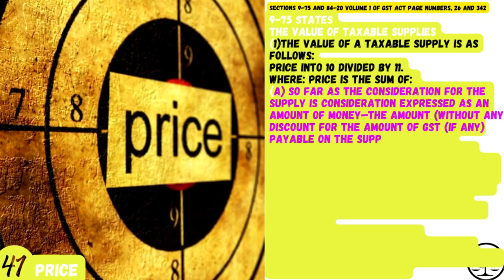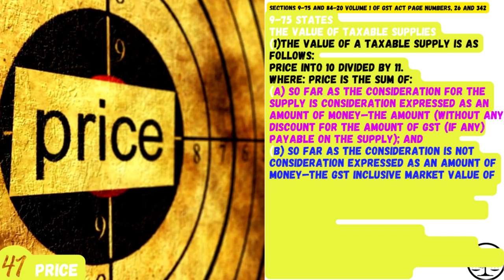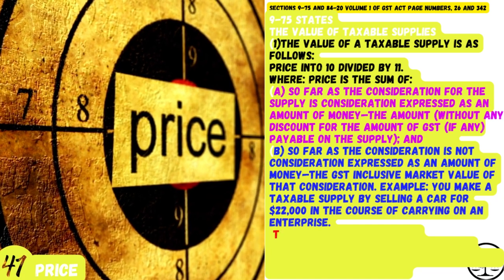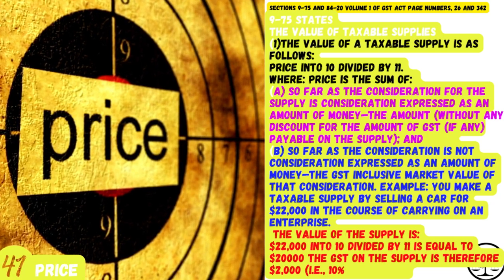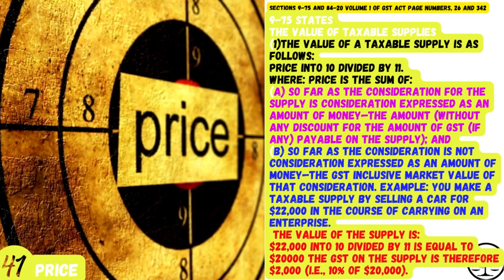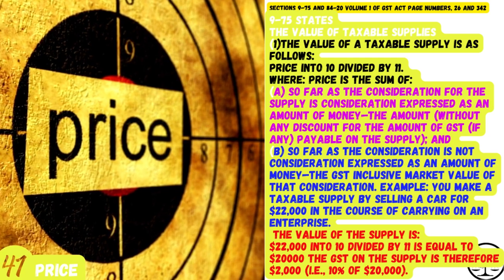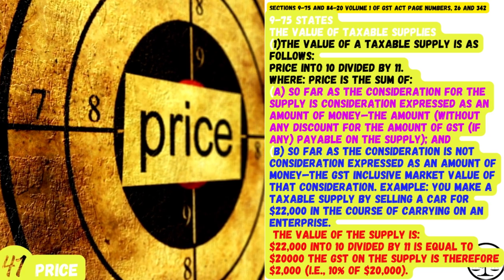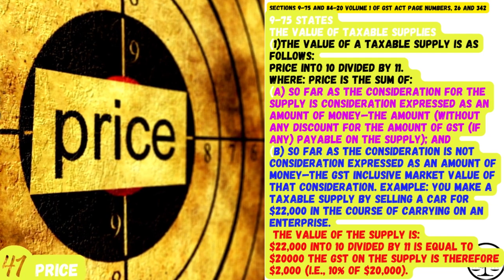Price into 10 divided by 11, where price is the sum of A. so far as the consideration for the supply is consideration expressed as an amount of money, the amount, without any discount for the amount of GST, if any, payable on the supply, and B. so far as the consideration is not consideration expressed as an amount of money, the GST inclusive market value of that consideration.